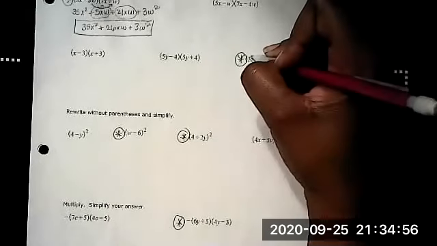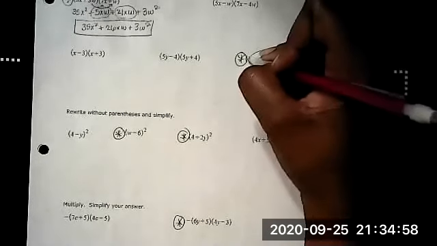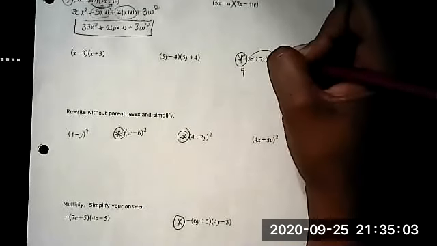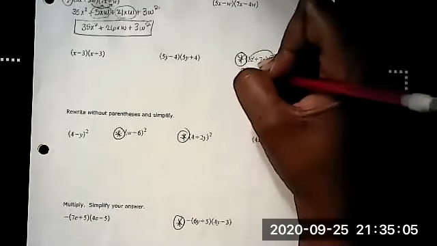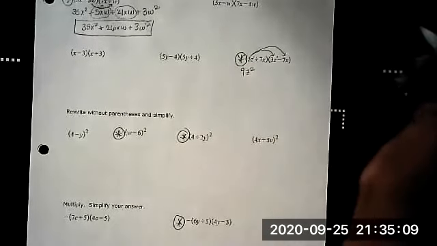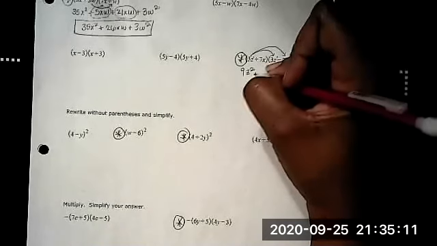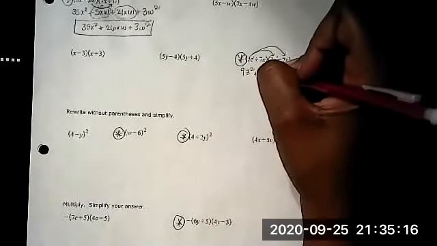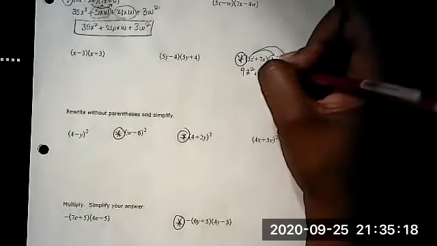Okay, 3z times 3z, again, multiply the numbers. 3 times 3 is 9. Z, same base, add the exponents, z squared. Then you have 3z times negative 7x. 3 times 7 is 21. And then we have x and z. There's nothing you can do with those two because they are two different bases.